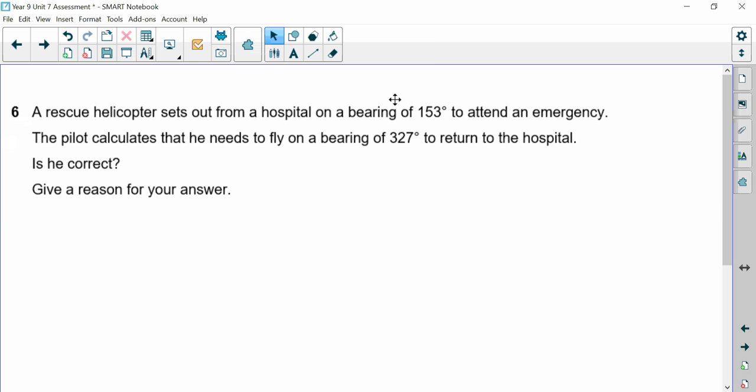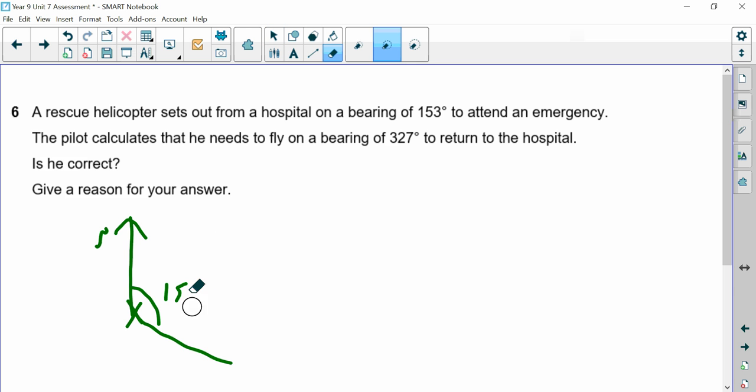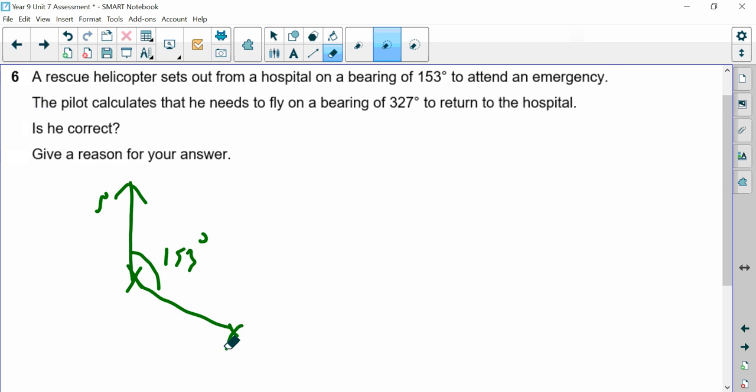Next up, a rescue helicopter sets out from a hospital on a bearing of 153 degrees. So drawing my diagram, here's my north line, 150 degrees. It's going to be about there. Okay, ooh, 153. Okay, 150 degrees to attend an emergency. The emergency could be down here. The pilot calculates that he needs to fly on a bearing of 327 degrees to return to the hospital.